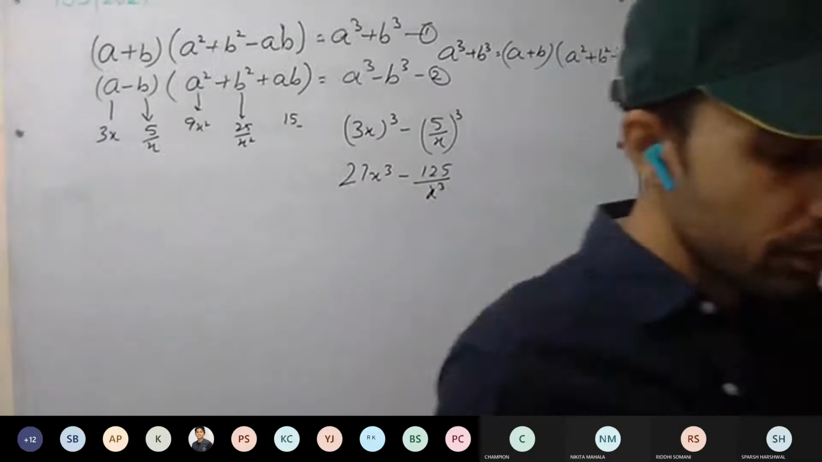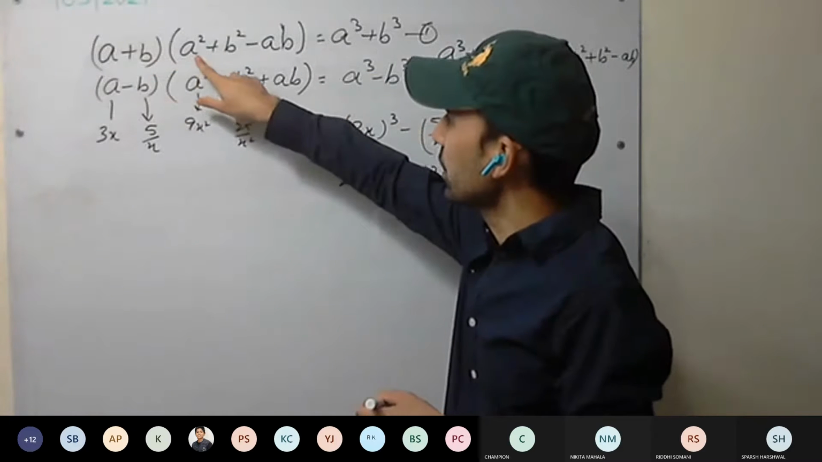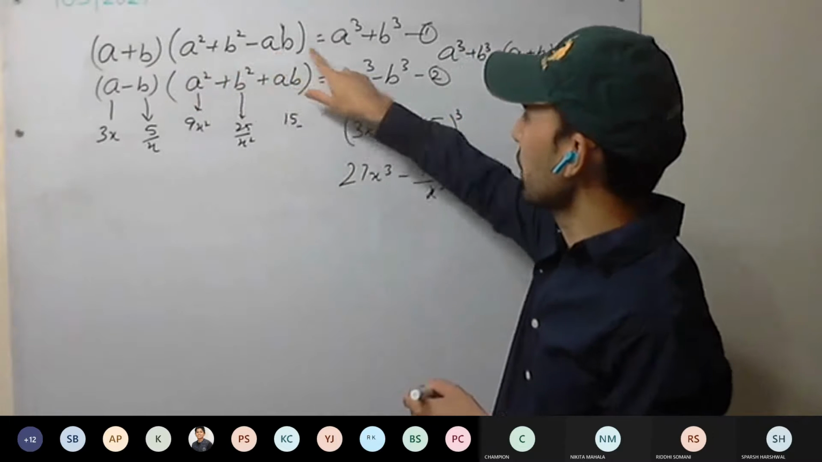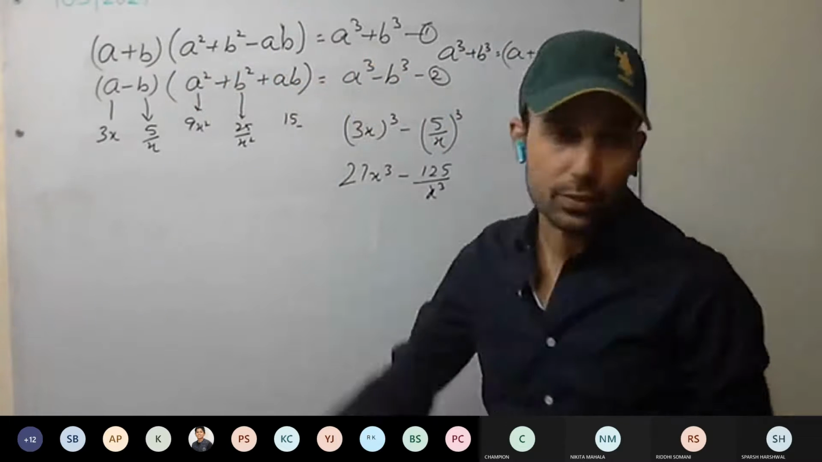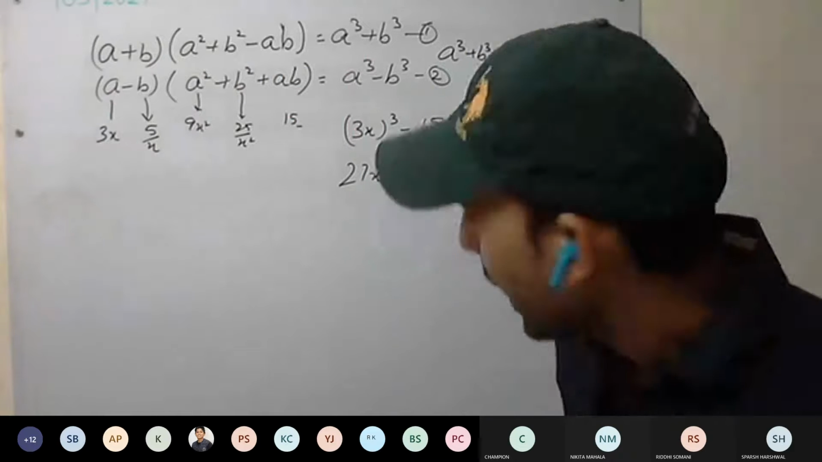So in the second question, we use these two identities: (a plus b)(a square plus b square minus ab) equal to a cube plus b cube, and the other one. Third one, how are you going to solve? We have to use a suitable identity.